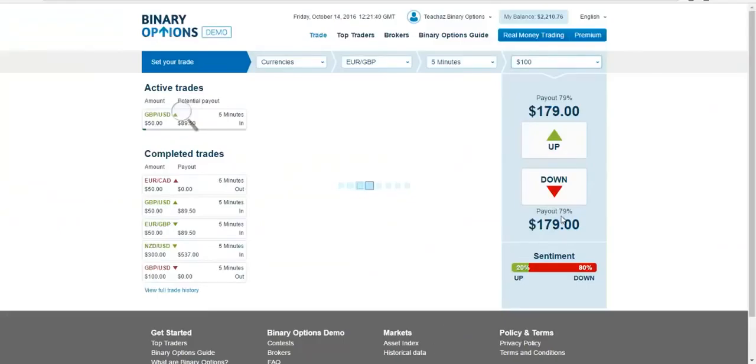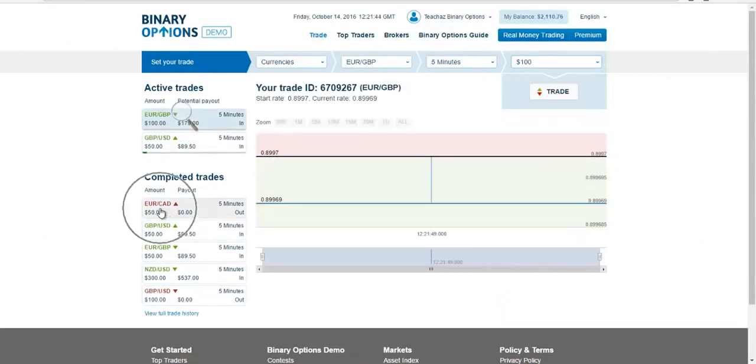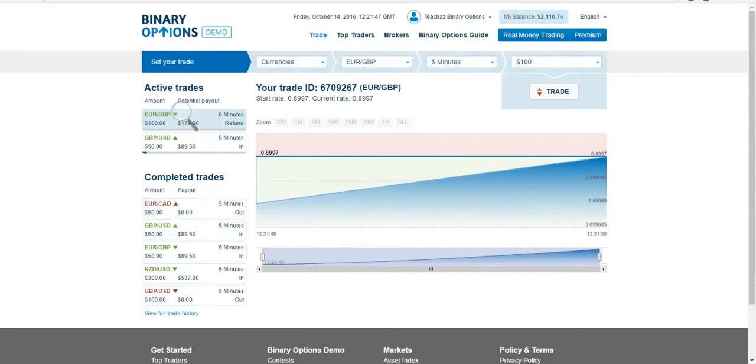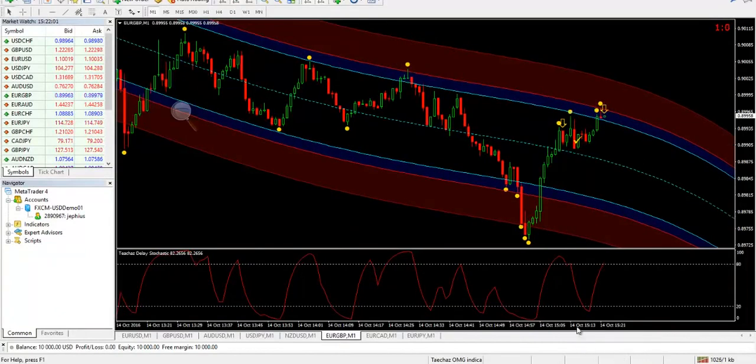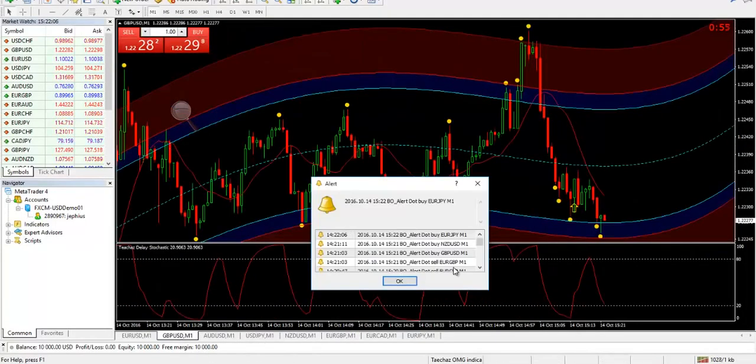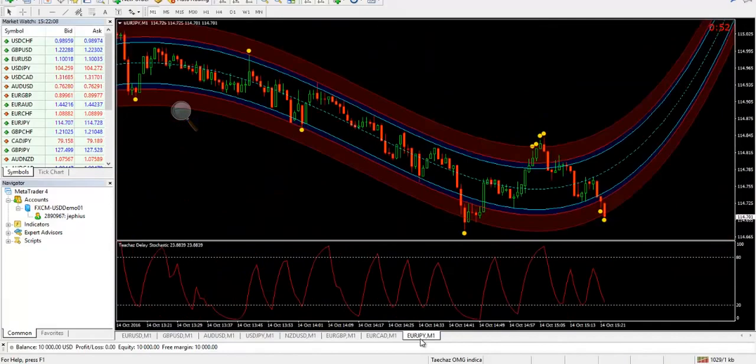I'll also take a trade on this. I'll put $100 to cover back the loss that we got here. So like I was saying, guys, I'll enter here on the next trade, on the next formation of the candle, and I've actually done the same thing here.